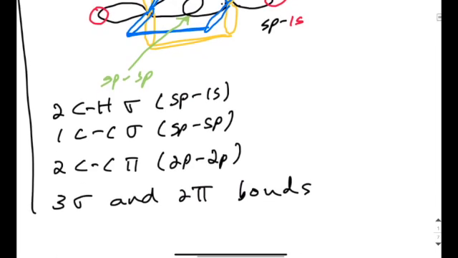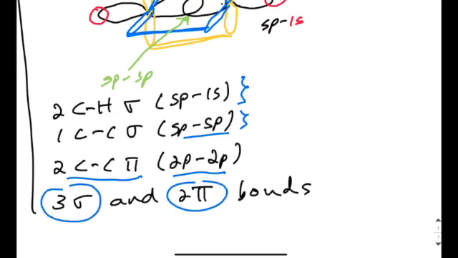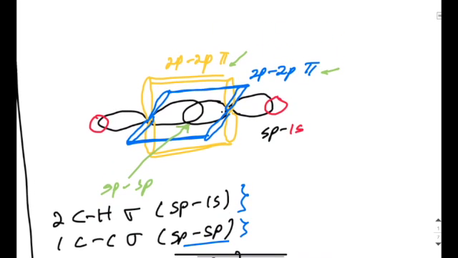So in total, if we explain the bonding, it's going to be two carbon-hydrogen sigma bonds in this case, and that's a result of sp-1s overlap, one carbon-carbon sigma bond, which is a result of sp-sp overlap, and then you have two carbon-carbon pi bonds, and both of these pi bonds are a result of 2p-2p side-to-side overlap. And so in total, we have three sigma bonds and two pi bonds in the structure of C2H2.